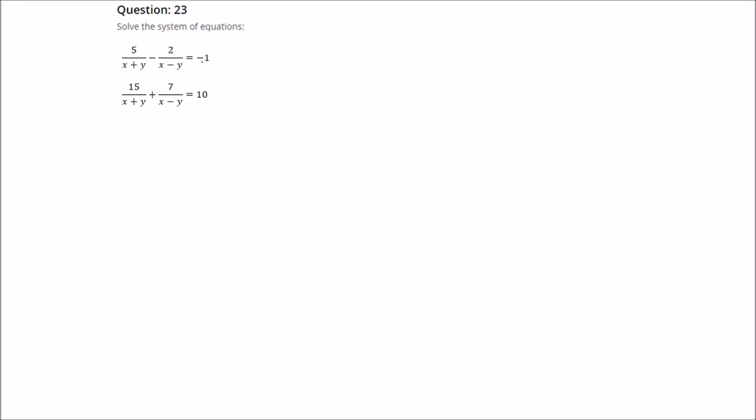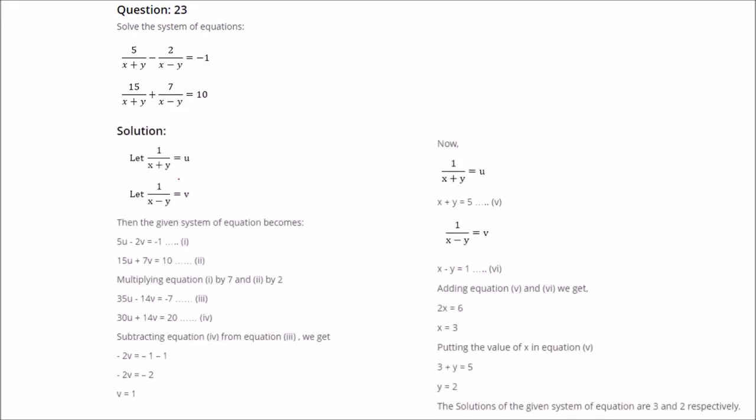1 by x plus y has to be taken as u, 1 by x minus y has to be taken as v. This becomes 5u minus 2v equal to minus 1. This becomes 15u plus 7v equal to 10. Now these are the two equations. Multiply this by, say, 7, this by 2. Why? Because we want one term to be equal, so that we can cancel it out.